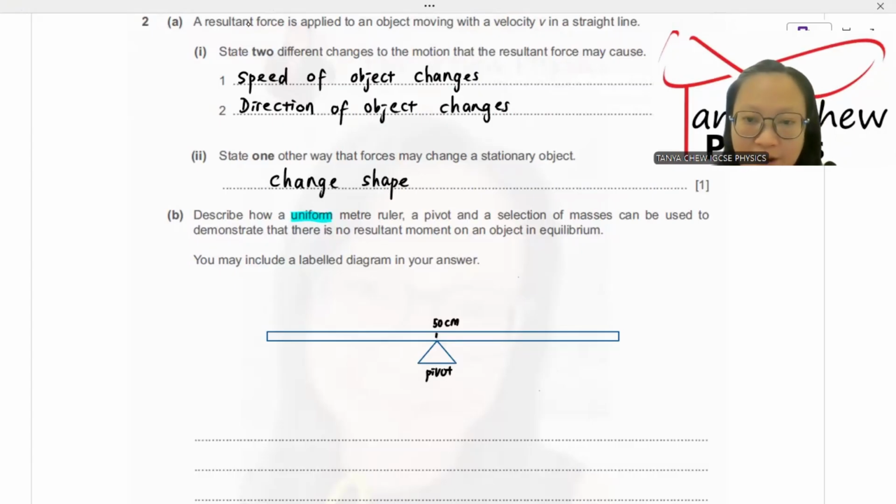Don't just write it. You have to label. This is my meter rule, and then a selection of masses. The masses that we have are all slotted masses. So what I'm going to do is place one on one side first and the other one on the other side. So I'm going to place maybe 20 gram here and then 10 gram. Maybe I'm going to shift that 10 gram so that the meter rule is balanced again.